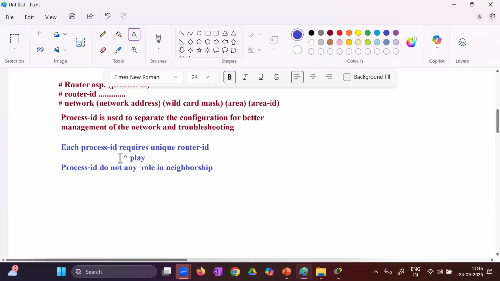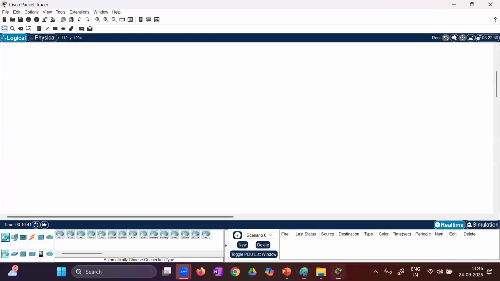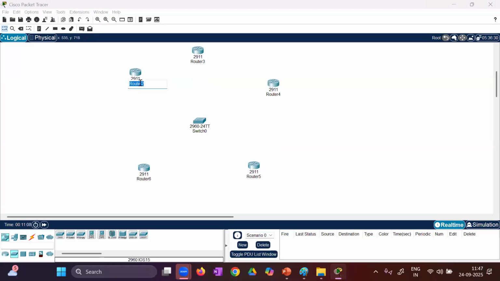Okay, these do not play any role in the neighborship. So let us take some routers here. We'll take 1, 2, 3, 4, and 5 routers, and one switch. Let us take it this way.